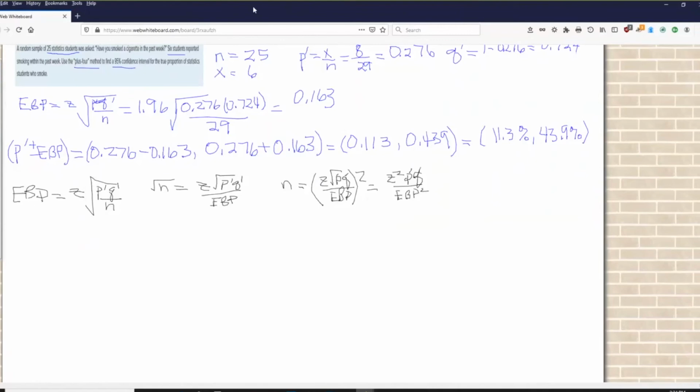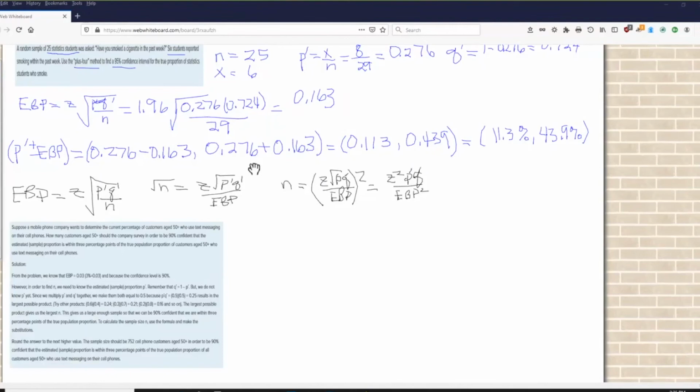And this one's a little bit longer. And these examples all come from your book. Okay, so this one says, suppose a mobile phone company wants to determine the current percentage of customers age 50 plus to use text messaging on their cell phone.